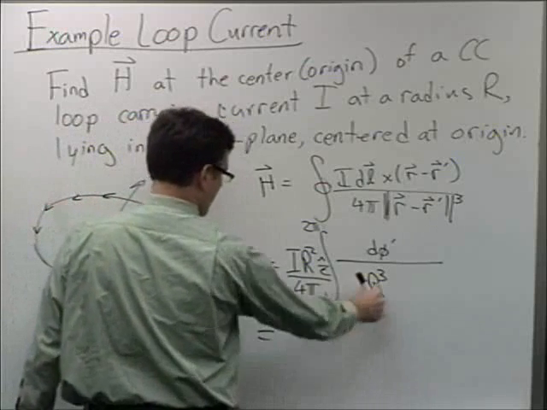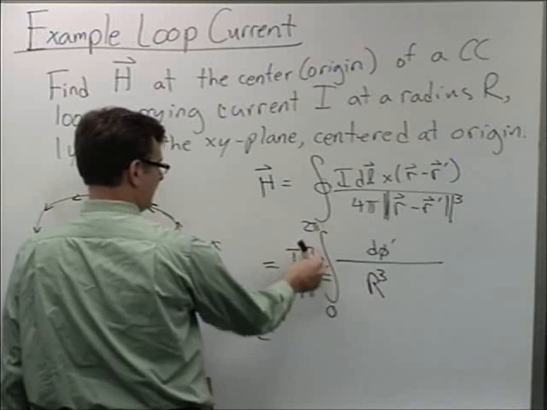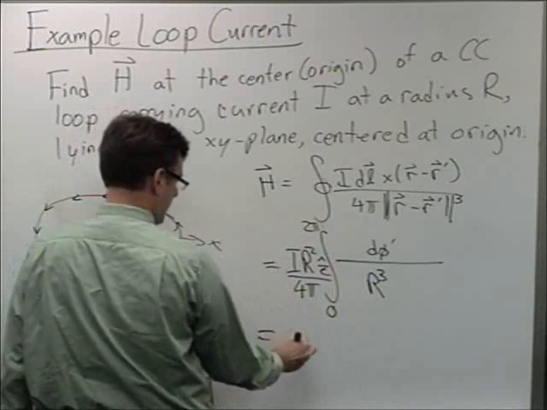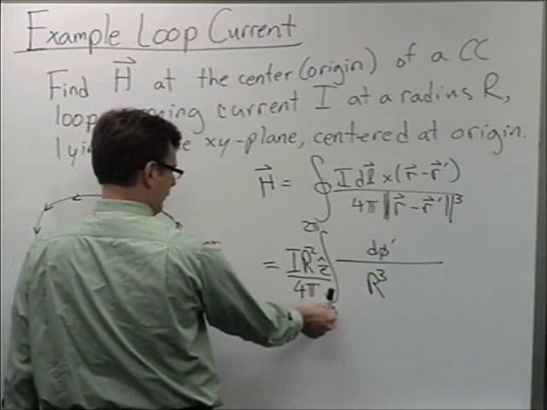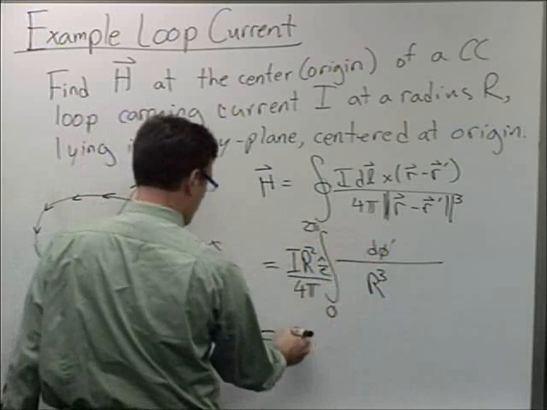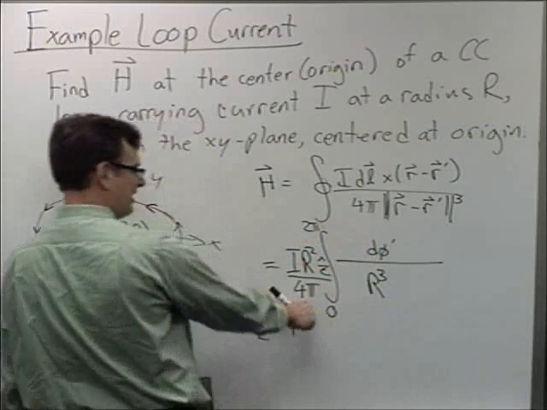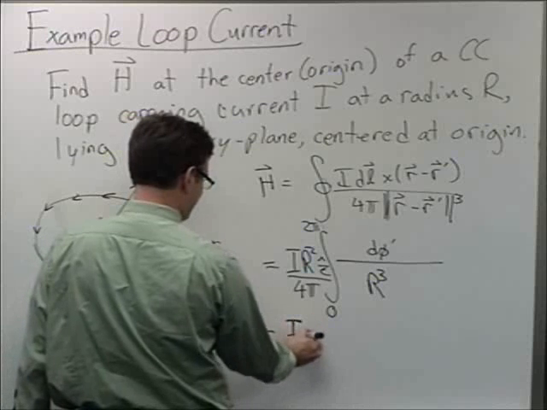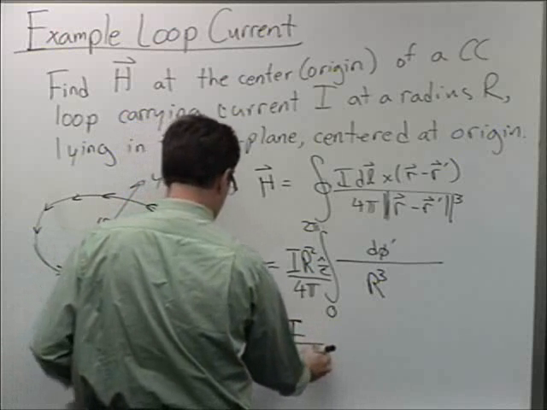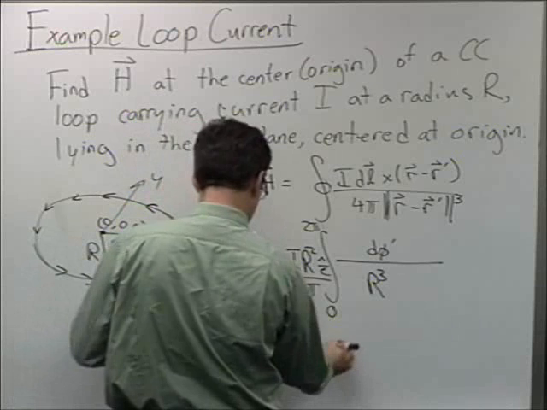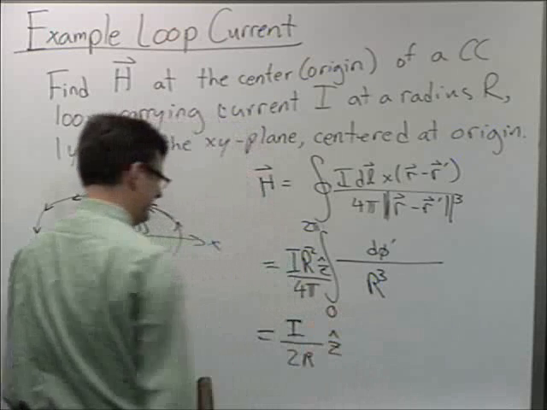This is going to come out into the denominator, cancel 2 of those. What I'm left with is just an integral from 0 to 2 pi. That's just going to be 2 pi, which cancels with some of the 4 pi. At the end of the day, all I've got is I over 2r in the z hat direction.